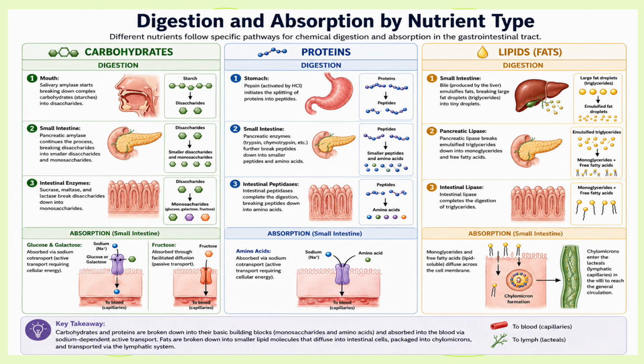Now this process is specialized for each type of nutrient, right? You have carbohydrates, you have proteins, and you have lipids. So let's start with carbohydrates. Digestion actually begins the moment food enters your mouth, right? Or you look at food or you see food. Saliva contains the enzyme salivary amylase. And what does this do? This breaks down complex starches into simpler sugars.